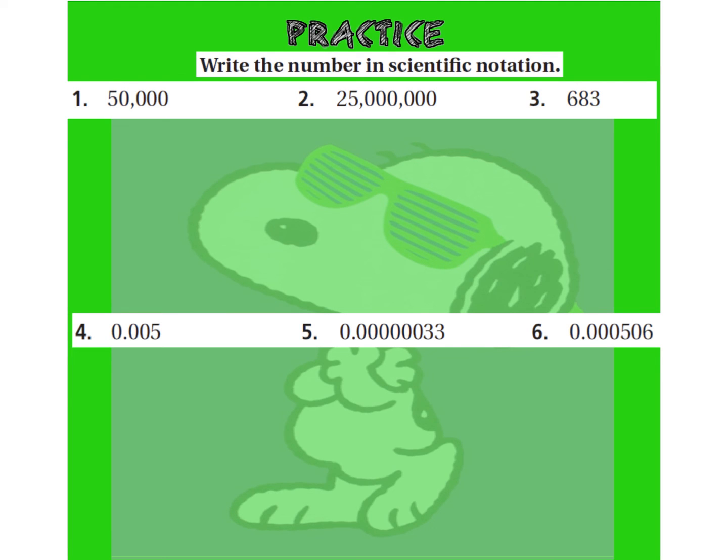So try these 6 on your own. The top 3 are positive exponents because they're bigger numbers. The bottom 3 are negative because they're smaller numbers. And then come back and see how you did.